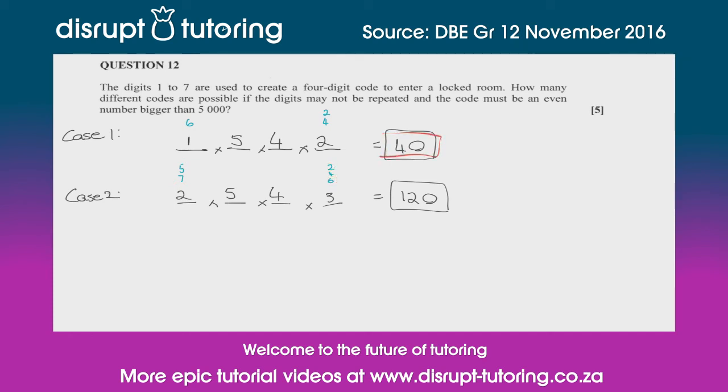So now that we know that case 1 gives us 40 different options and case 2 gives us 120 different options, if we add case 1 and 2 together, so that'll be 40 plus 120, that'll leave us with 160 different possibilities. Right, and there you have it. That'll give you your full 5 marks.